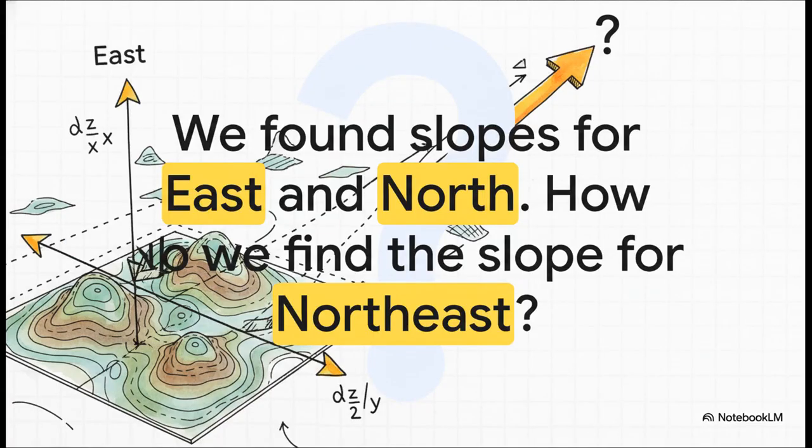And that leaves us with one last big question. We've totally mastered how to find the slope if you head east or if you head north, but what if you wanted to go in any other direction? How would you combine what you know about the eastward slope and the northward slope to find the slope if you wanted to head, say, northeast? Well, that is the next incredible step on this journey.